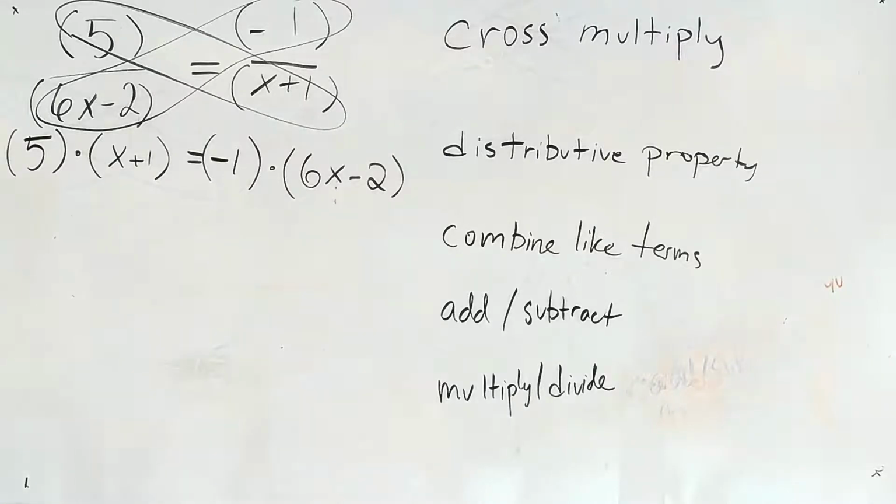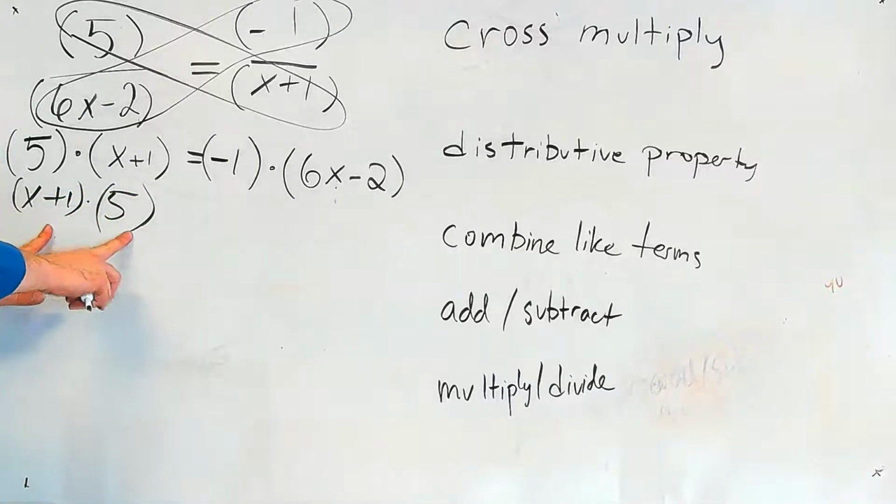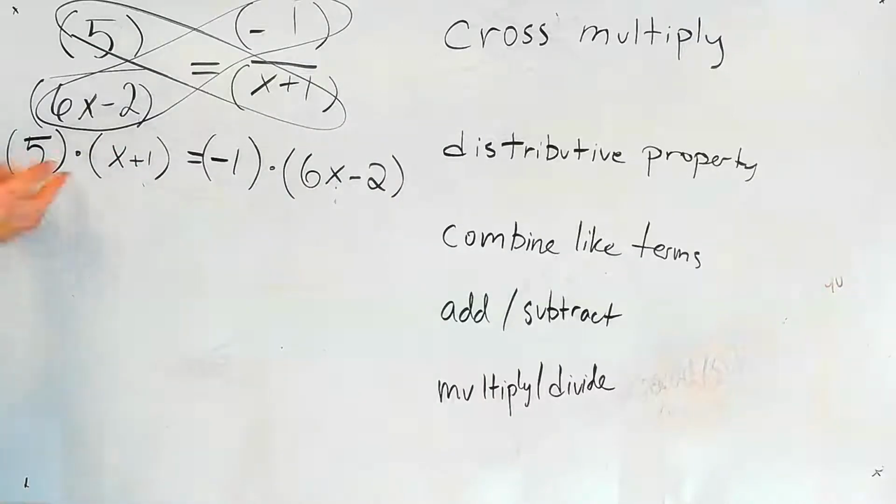So something you might be wondering is, how do I know if I should multiply 5 times x plus 1, or should I reverse it, x plus 1 times 5? How did I know to put it like this? The answer is, it doesn't matter. You could do 5 times x plus 1 or x plus 1 times 5. You don't have to write this down, but I just want to show you that this would be the same as this. Okay. So we're just going to use this one because I already wrote it down.